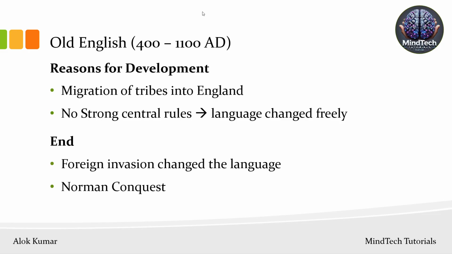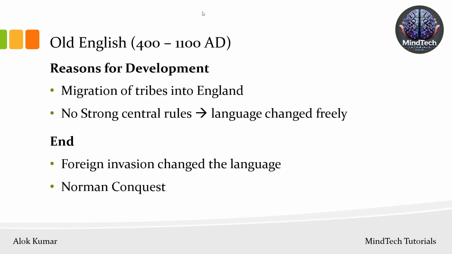Second, there were no strong central rules, so the language changed freely. At that time in England, there was no strong central rule saying you must follow this language and cannot use or implement some other language. So the language changed freely. People coming there used their own languages, which mixed slowly, and the language grew.